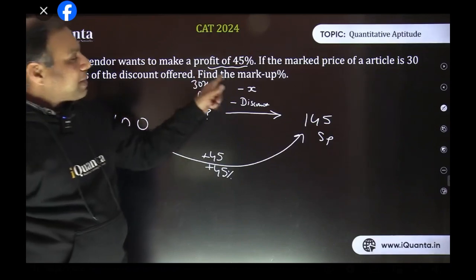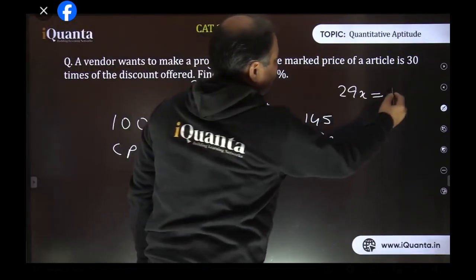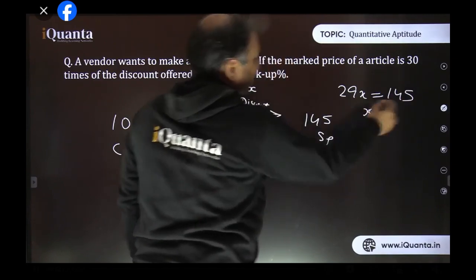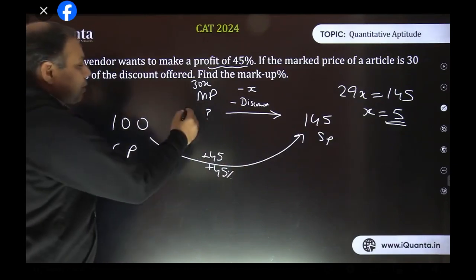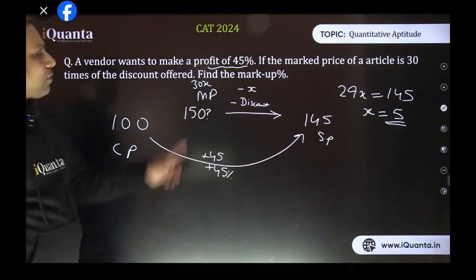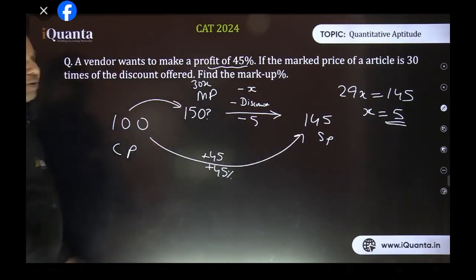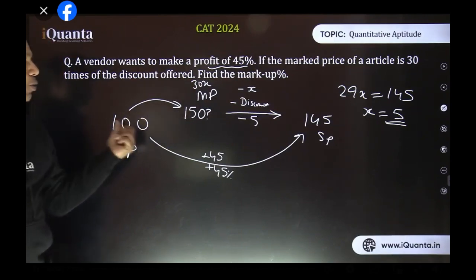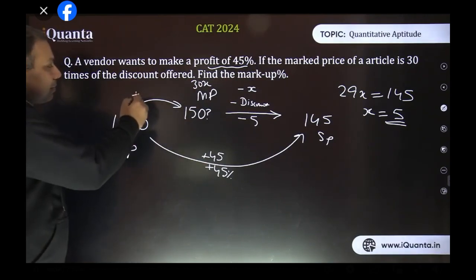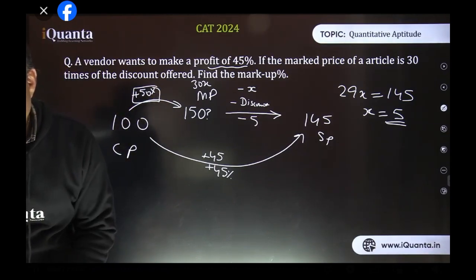So 30X minus X, that is 29X, is equal to 145. You can easily calculate the values. X comes out to be 5. Fine. So if X is 5, the mark price certainly becomes 150, and on 150 a discount of 5 rupees was given, so you're getting 145. The question simply was to find the markup percent. How much percent has the cost price been marked up? It's obviously 50%.